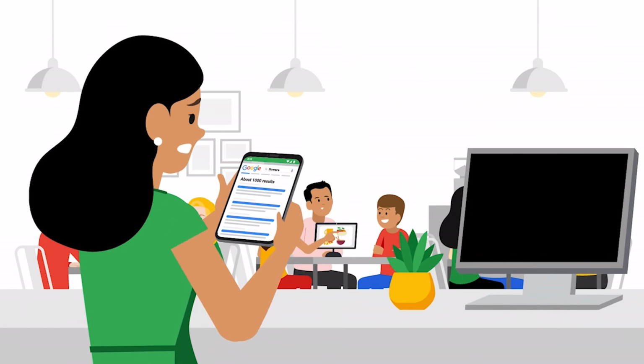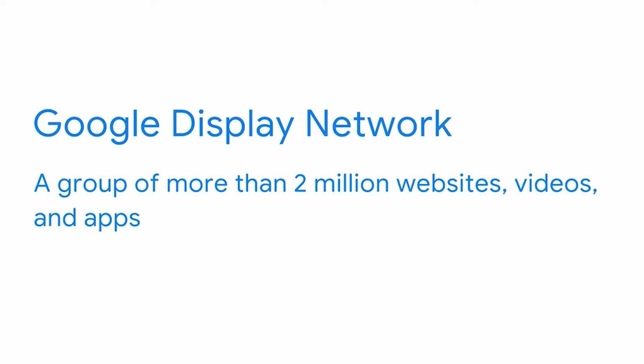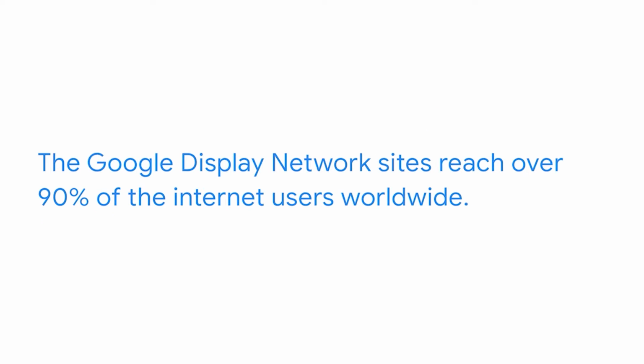As a reminder, a display campaign is a Google Ads tool that allows businesses to place an image advertisement across various websites. Display campaigns aren't limited to the Google search platform. They can appear on any platform that's part of the Google Display Network. The Google Display Network is a group of more than 2 million websites, videos, and apps. The Google Display Network sites reach over 90% of internet users worldwide. Think of these ad campaigns as digital billboards.